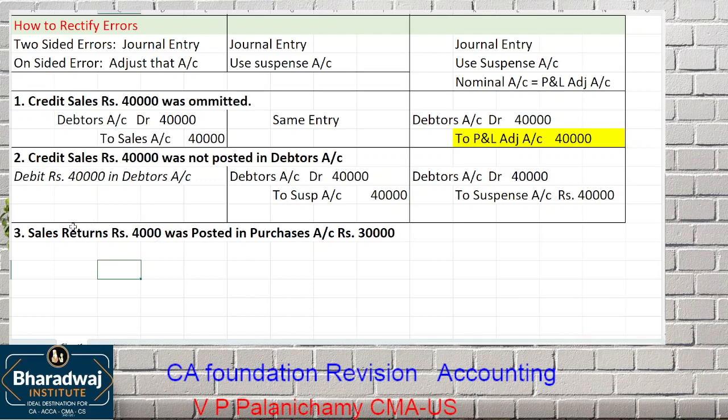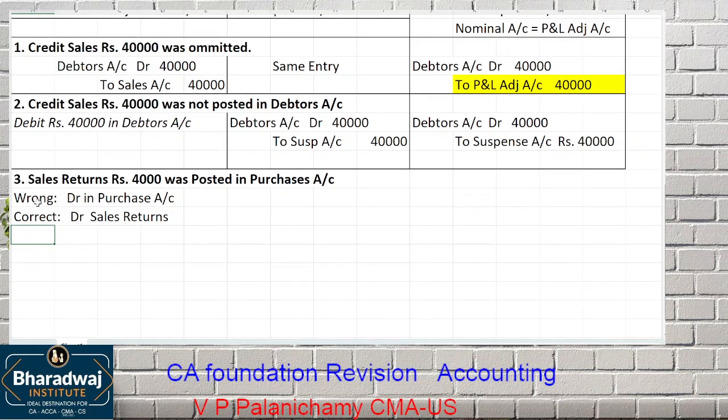Sales returns rupees 4,000 was posted in purchase account. Was posted in which account? Purchase account. What is the mistake that is done? We debited in which account? What is correct? We should have debited to which account? Sales returns. Now how to adjust it? What went wrong? Debited in purchases. How to adjust it?